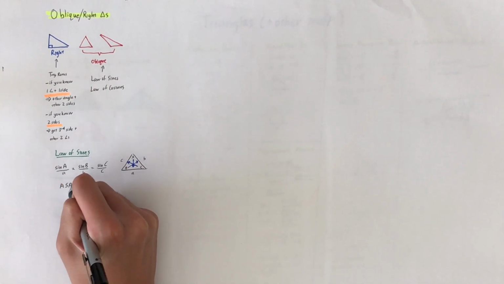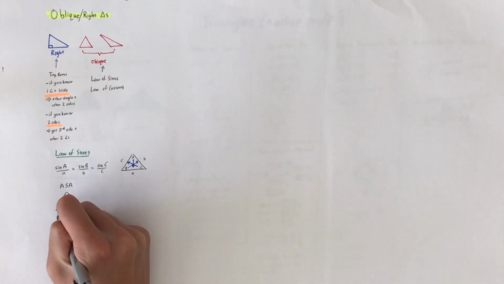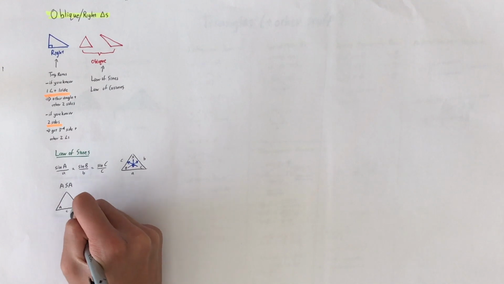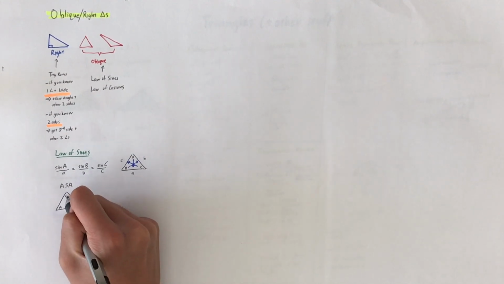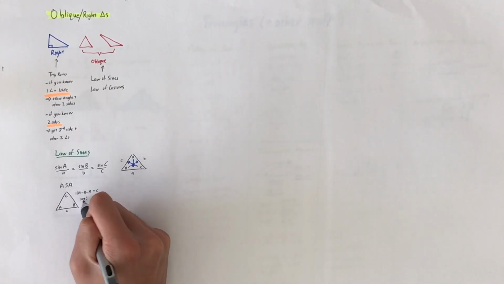You can use the law of sines if you're given two angles and an included side. So let's say you have this triangle right here with angles A, B, and included side C. You can find the angle measure of the third angle by subtracting the other two from 180. Then, after you have all three angles, you can use that to form the ratios.